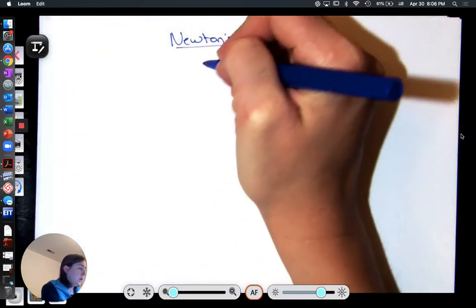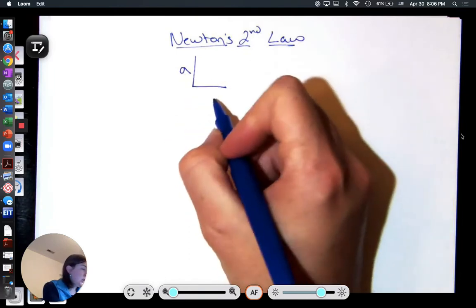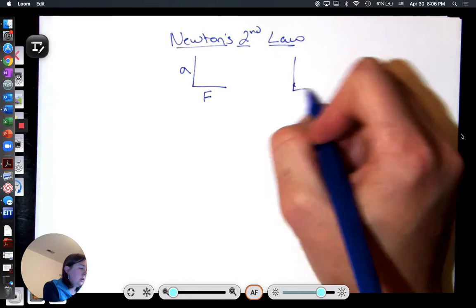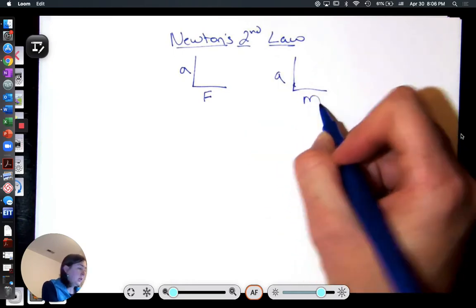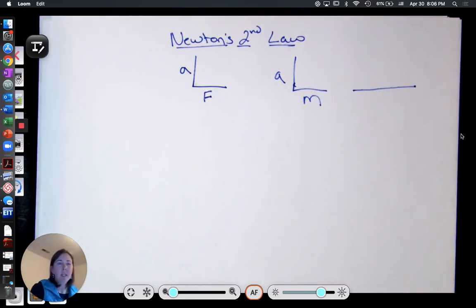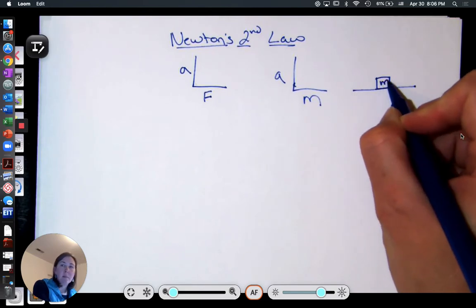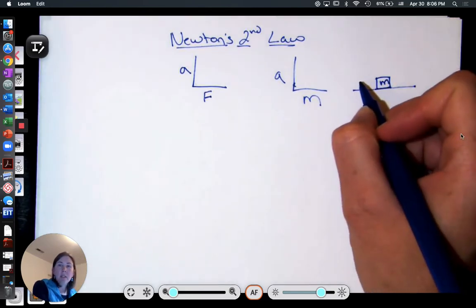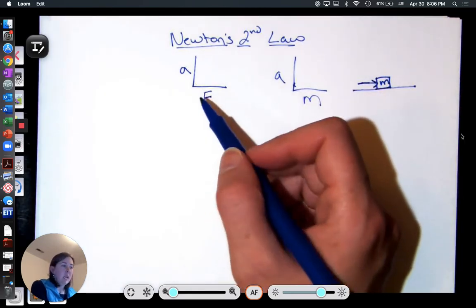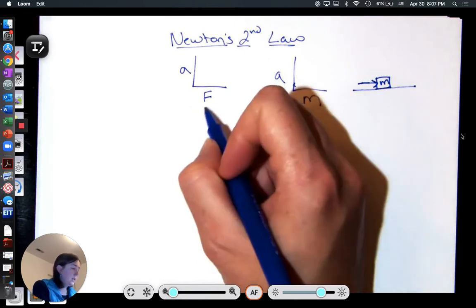Newton's second law. When you did your lab, you should have come up with these two graphs: acceleration versus the force that is applied, and acceleration versus the mass of an object. So let's say I have a box, it's always a box. Let's say I have a box and it has some mass m and I apply some force to it. In this case, the mass is constant, and this isn't just any old force, though. This is the net force.